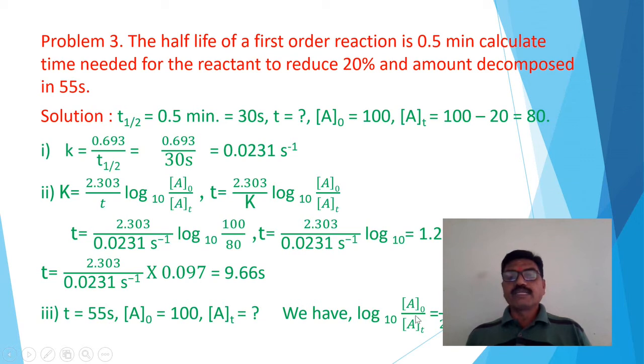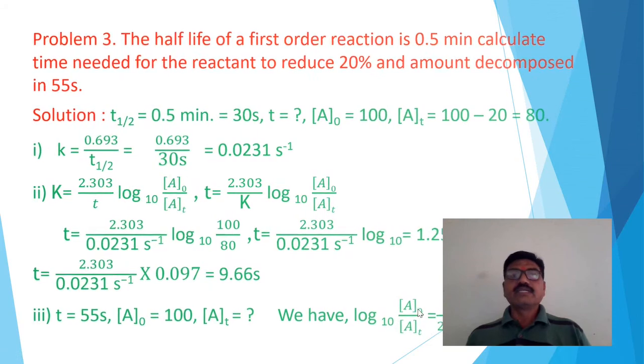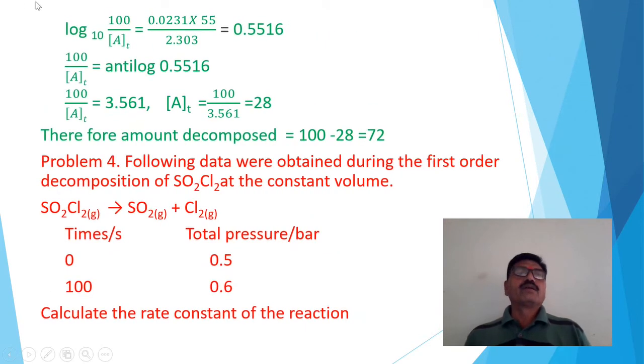Rearrange the formula, log to the base 10, A0 upon 80 is equal to KT upon 2.303, like this. So here we have to calculate the AT. That's why we have rearranged the first order integrated rate law equation like this. See, put the value of A0. We have to calculate AT.